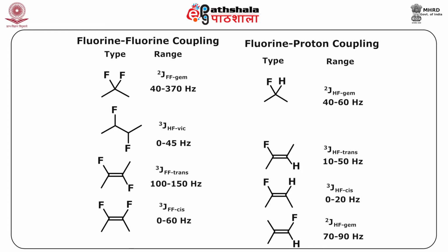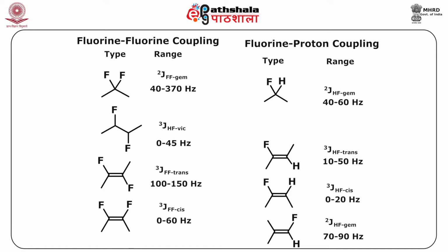Geminal fluorine-fluorine coupling ranges are from 40 to 370 Hz and vicinal fluorine-fluorine range from 0 to 45 Hz. The cis-vicinal coupling ranges are from 0 to 60 Hz and the trans-vicinal coupling ranges from 100 to 150 Hz. Now, long range coupling more than 5 bonds has a very low coupling constant value of 0 to 18 Hz. Now, let us come to coupling between hydrogen and fluorine, which is very strong.